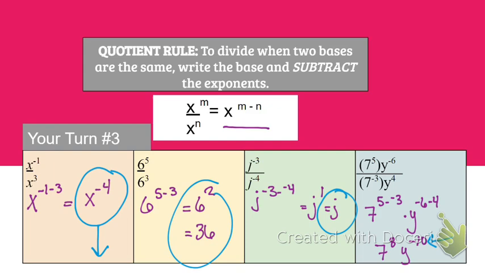And the 7 to the 8th, that works out to be a pretty large number. If you really wanted to simplify that further, I think it's 5,764,801, but there's really no reason that you have to work with such large numbers. That's one of the benefits of using exponents. So I'd probably just leave that as 7 to the 8th.